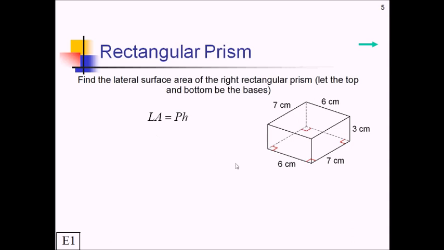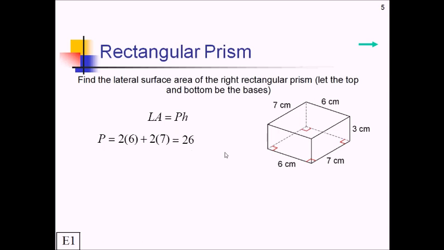So first we need to find the perimeter. Now, perimeter is perimeter around the bases. So if the top and the bottom are the bases, we need the perimeter from here to here to here to here. So that's 6 plus 7 plus 6 plus 7. 2 6s and 2 7s, that adds up to 12 and 14, 26.